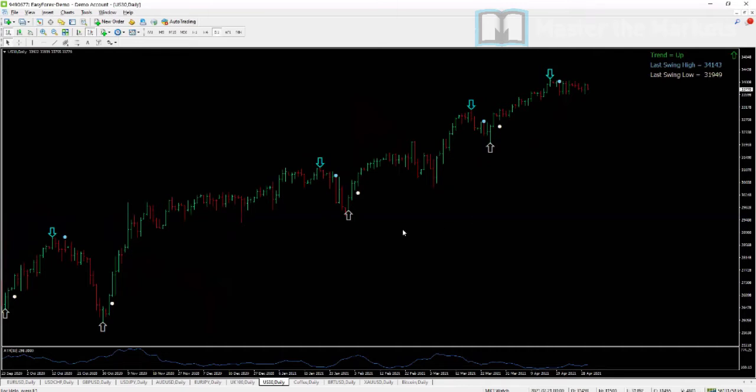The Dow Jones, steady climb, still climbing to the upside. Another inside bar forming today, so something to keep an eye on to see which direction it breaks into before we take further trades on this.